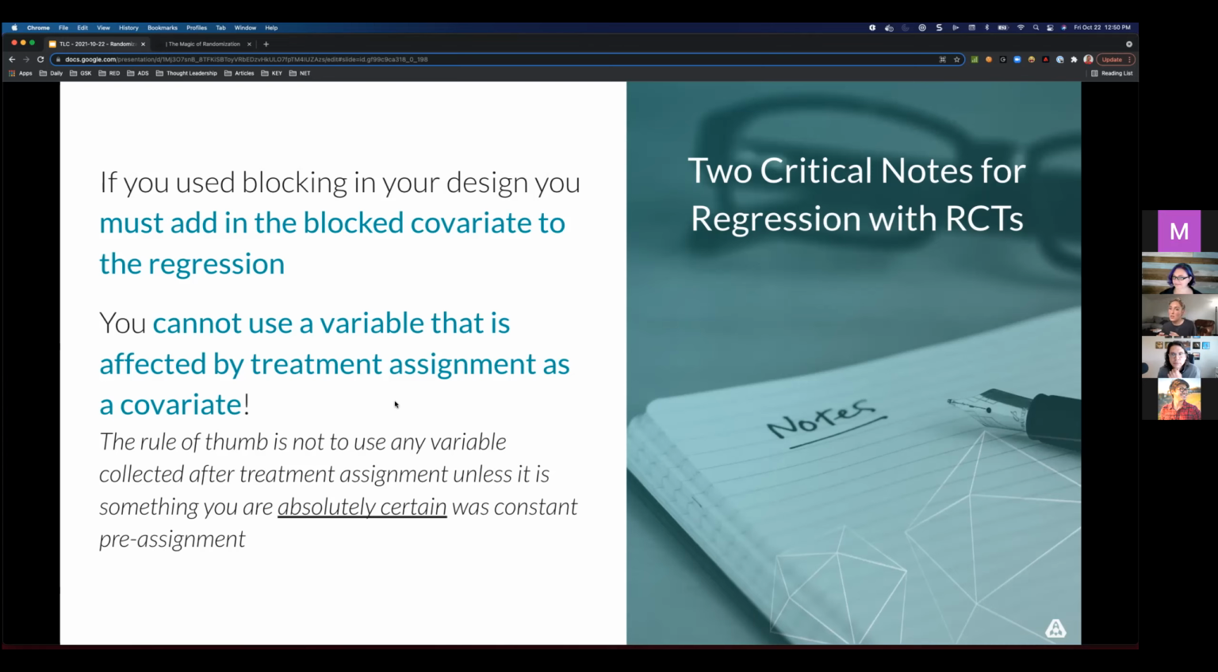So you can see where you get into this sticky situation of, if I can only measure it after my treatment assignment, how confident can I be that it was not changed because of my treatment? So that's where the rule of thumb is, you really want to use pre-test data as your covariates and be sure that it's a consistent measure of that characteristic.